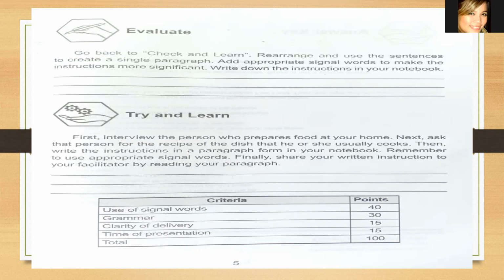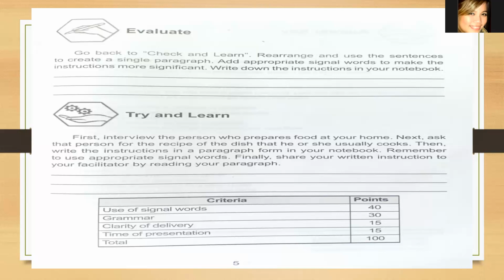So probably di ninyo ma-share since module man ta. So I want you to write it in your answer sheets provided for you. And this is the rubric. Diri nako basihan ang inyuhang points. Remember, it's 100 points in total. Use of signal words, that is 40 points. Grammar is 30, clarity of delivery 15, and the time of presentation, syempre, i-perfect na muna ko ani kay magbasa raman ko. So, nanamudaan 15 points.